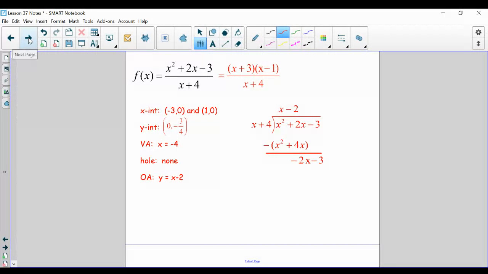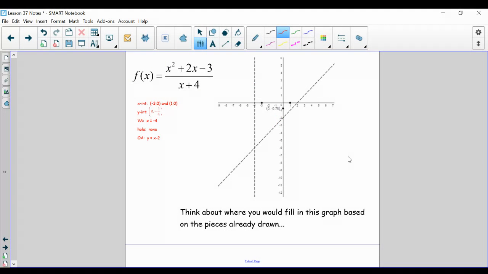So just like the previous problem, I'm going to place all of those pieces. So here's my vertical asymptote, here's my 2 x-intercepts, my y-intercept there at -3/4, and then the oblique asymptote. And again, if you plug 0 in for x, you'll get -2, so that would be that. If you plug in 0 for y, you'll get +2, so that would be that. There's the connection for the line.